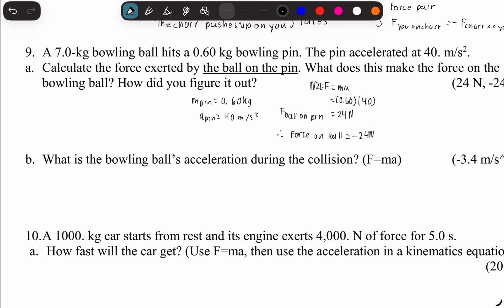The force F by ball on pin, and then the force on ball by pin is equal to negative 24 newtons. That's a better way of saying this. So your pair is 24 newtons, negative 24 newtons.